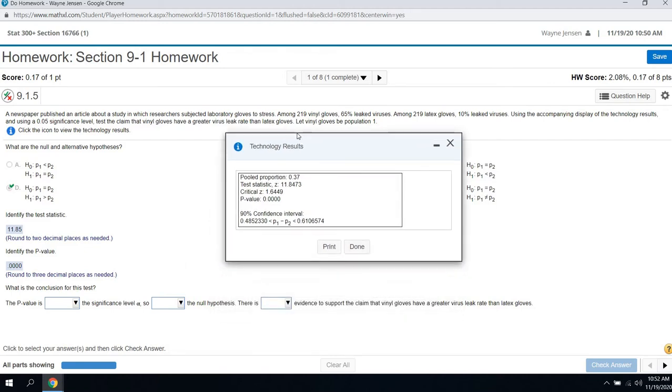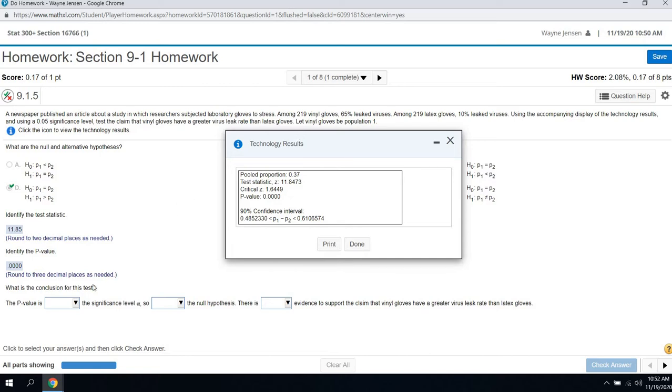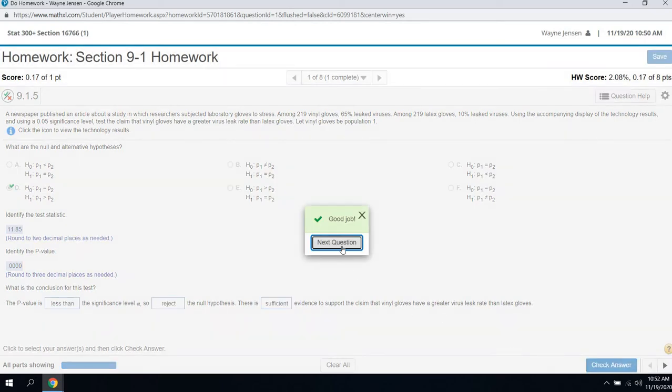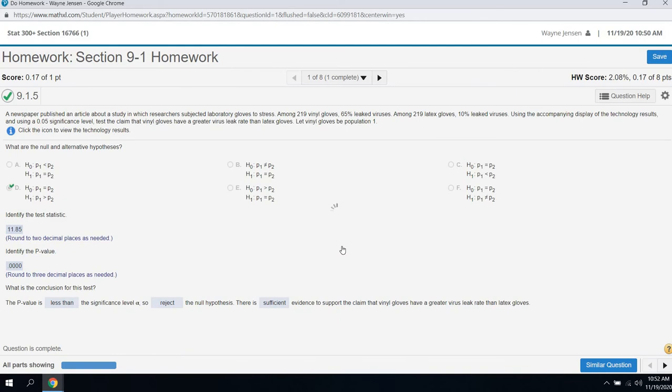So remember what we do. Nothing has changed from Chapter 8. The p-value is being compared to the significance level, and it's less than it. So we reject. Every time the p-value is less than the significance level, we reject the null hypothesis. And if you reject, there always is sufficient evidence to support the claim, or reject the claim if the claim is the same as the null hypothesis. I'm going to check that answer, and it's going to tell me I did great. There we go. Awesome. Let's move to the next question.